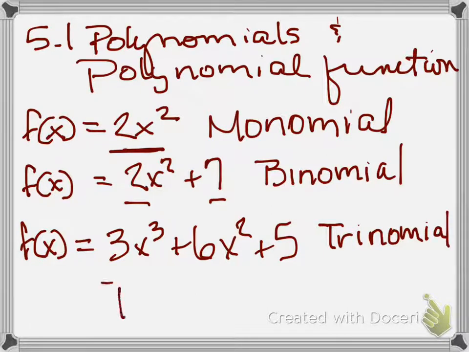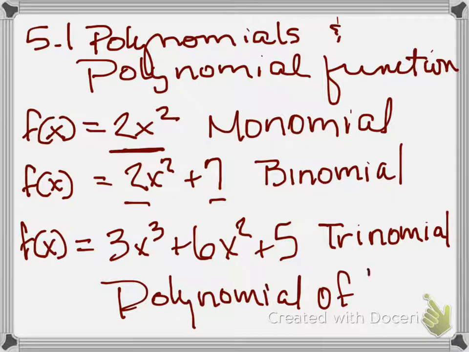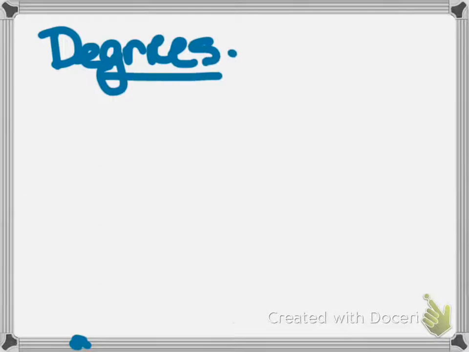When you have more than three terms, we really just start looking at the degree of the polynomial, and we say that it is a polynomial of nth degree. And so we have to figure out what is the degree of a polynomial, okay? So that's the second way that we can look at polynomials. The degree of a polynomial is determined by the highest exponent.